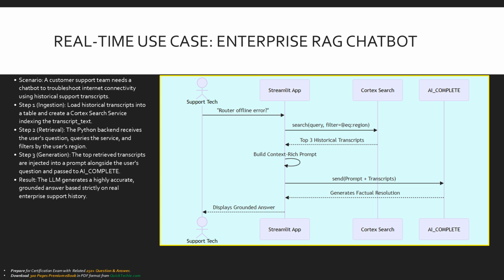Follow the sequence diagram for our RAG chatbot. The support tech asks a question in the Streamlit app. The app acts as the orchestrator, first requesting context from Cortex Search with a specific regional filter. Cortex Search returns the top historical transcripts. The app then packages the user's question and these transcripts into a single, context-rich prompt. It sends this payload to the AI Complete LLM service. Because the LLM is restricted to the provided context, it generates a highly factual resolution, which the app displays to the tech: fast, secure, and accurate.